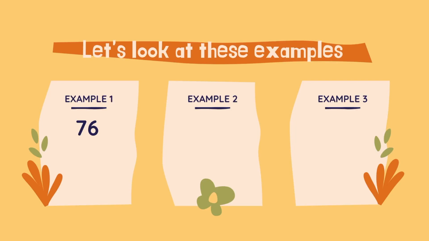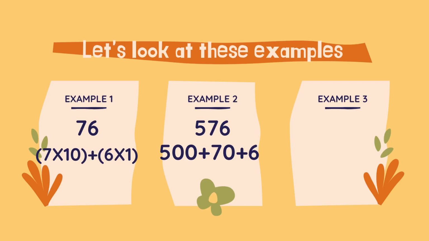Let's look at this example. 76. So first level would have been 70 plus 6, but for this video we're focusing on the next level. So that's going to be 7 times 10. It's a 7 in the tens place. It's a 6 in the ones place. So plus 6 times 1. Next we have 576. Well, first level would have been 500 plus 70 plus 6. But next level would be 5 times 100 because there's a 5 in the hundreds place. 7 times 10 because we had 7 tens in the number. 6 times 1 because we had 6 ones.